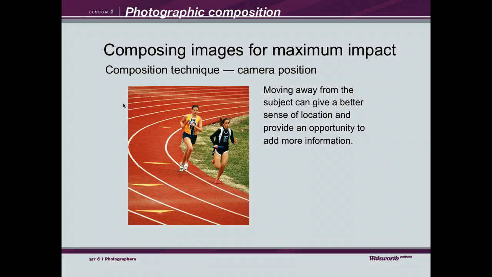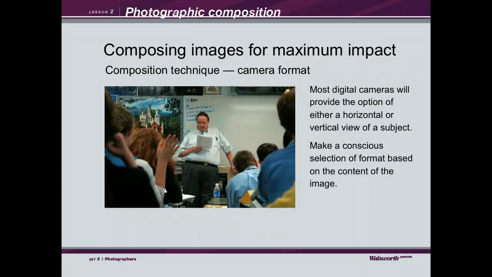So again, camera position is the very first thing. Do we want to be close to the subject, or do we want to be further away from the subject? The next is our camera format. With our camera format, we can have our camera held in a horizontal position, like we do here with the photo of the teacher at the front of the classroom, or we can also get a vertical view of the subject as well.